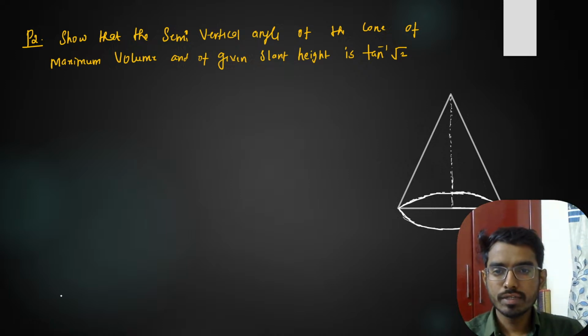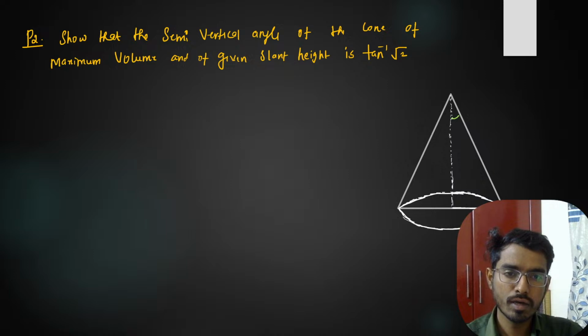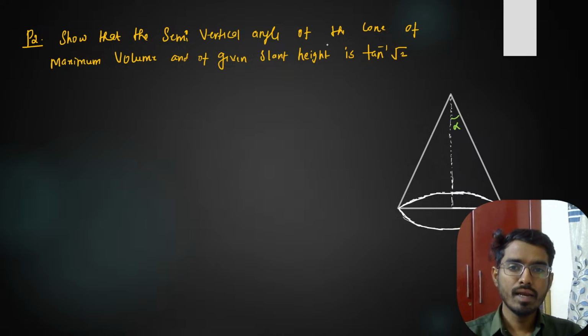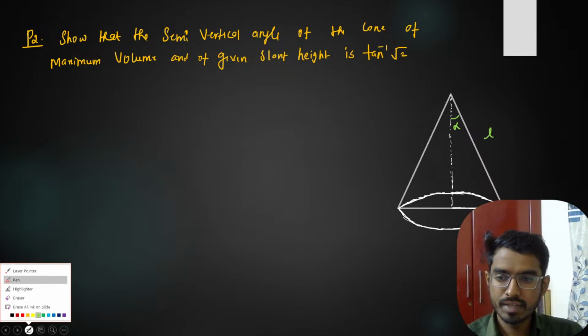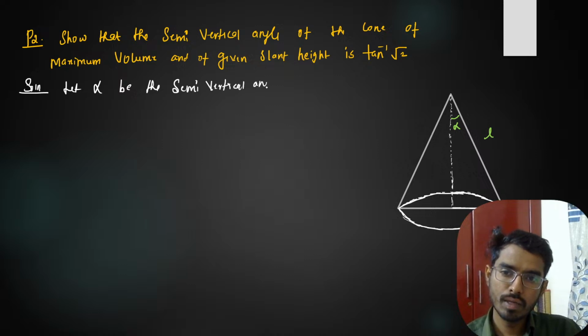Okay, so show that the semi-vertical angle. So this is called semi-vertical angle, right? This is called semi-vertical angle of a cone. Show the semi-vertical angle of a cone of maximum volume of given slant height. So this is our slant height L, right? This is our slant height L. So what we'll do is let alpha be the semi-vertical angle.